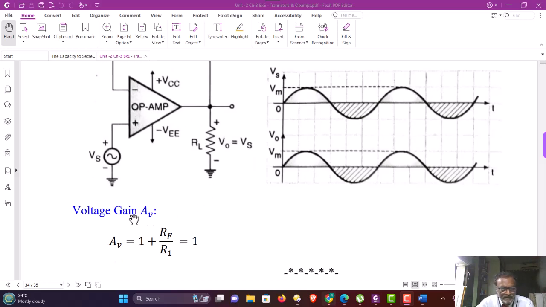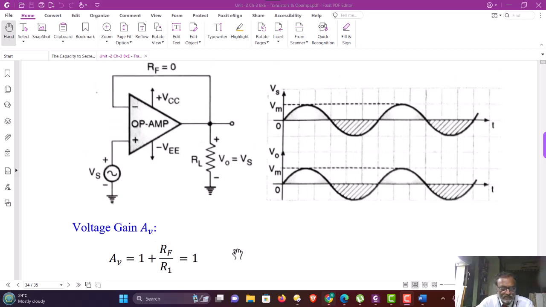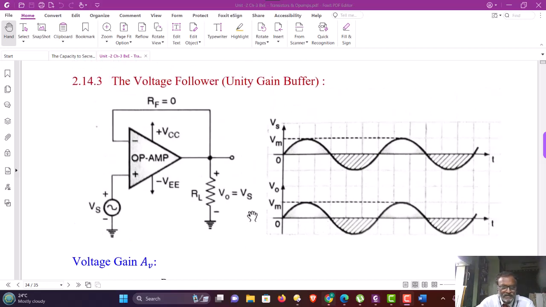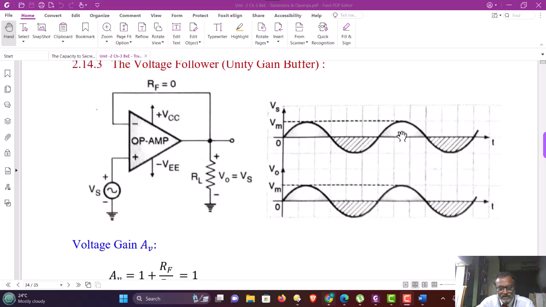Now the gain of the amplifier in non-inverting mode is AV equal to 1 plus RF by R1. We have just derived this. Here the value of RF is 0 and the value of R1 is infinity. So the RF by R1 ratio effectively comes out to be 0, and therefore the total voltage gain of the circuit approaches 1. It means the output is just the same version of the input; the output follows the input. Output is in phase with the input with the same amplitude, and therefore this circuit is also called a voltage follower or unity gain buffer.